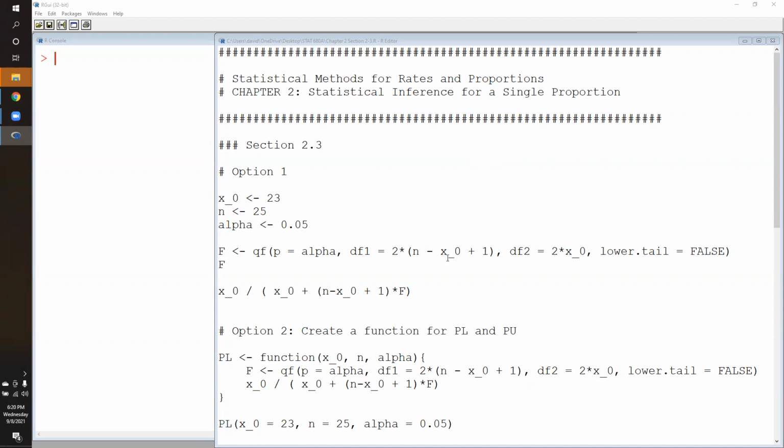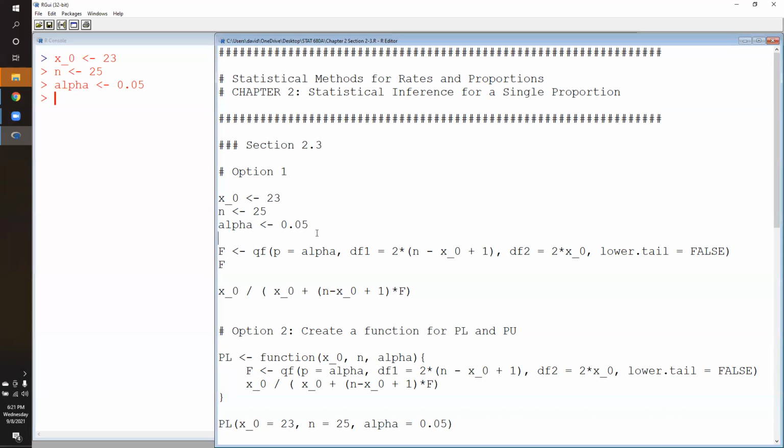So we have a few different options that we can use, and hopefully we're going to learn some R as we go along. So we're going to mimic what was in the book and set our observed number of successes to be 23, our number of trials to be 25, and our alpha level to be 0.05.